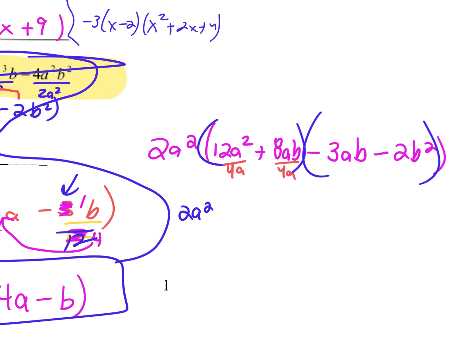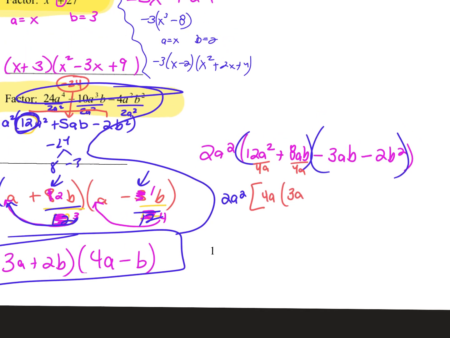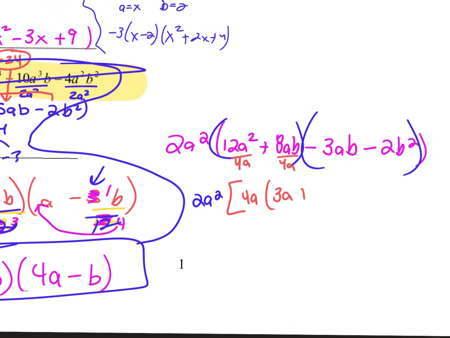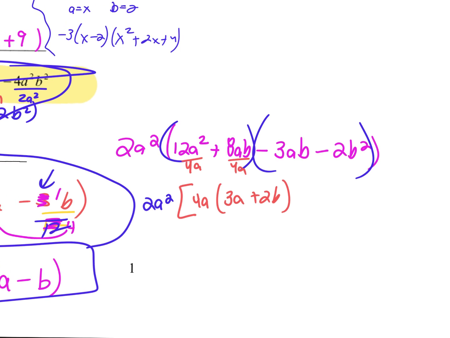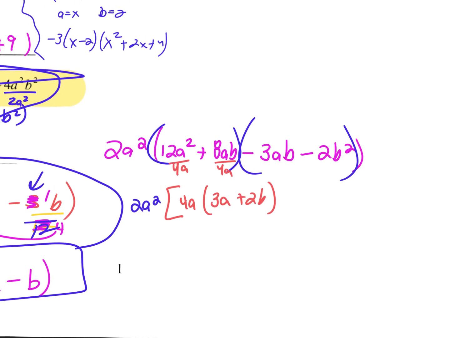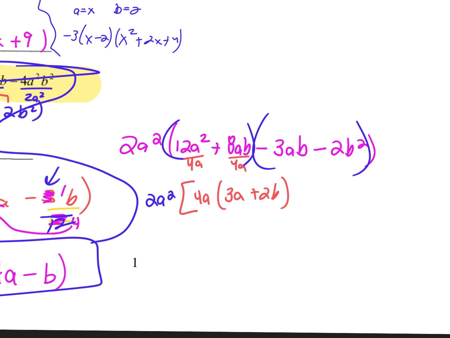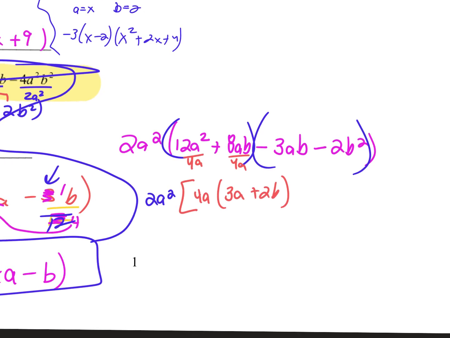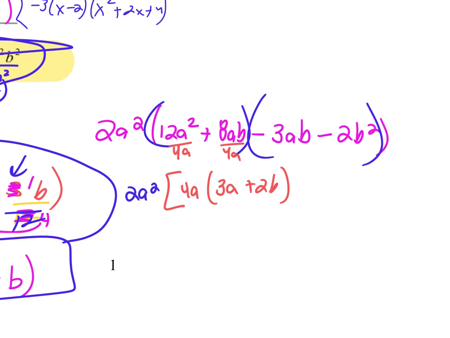Okay, so I'm going to take out the 4a. So what am I left with? What's 12 divided by 4? 3a. And then what's 8? What am I going to be left with here? Plus or minus? Plus, okay, so plus 2b. So in my second set of parentheses, what can I take out? It leads with a negative, so what am I going to take out? A negative b, agreed. So then I'm left with 3a plus what? 2b?